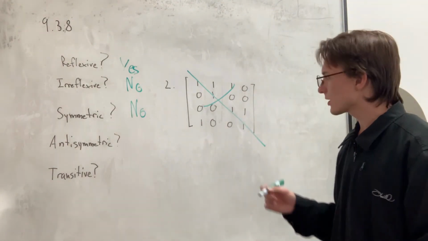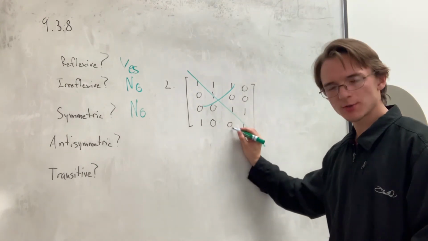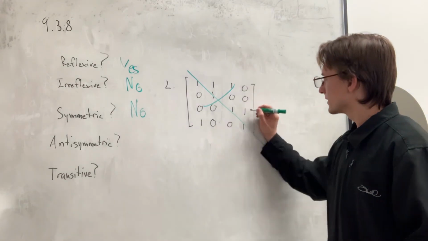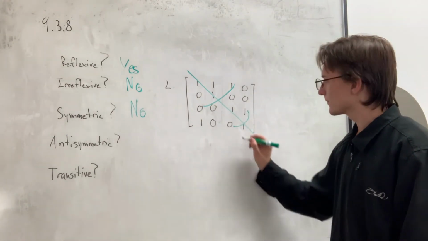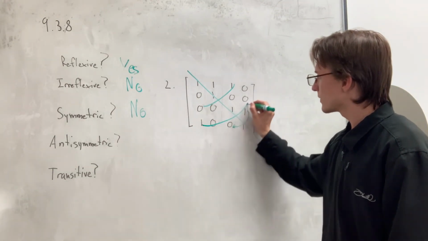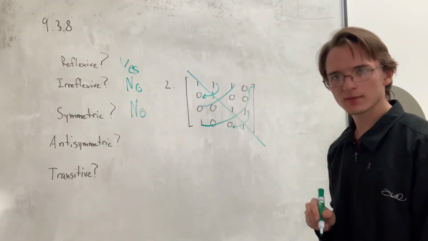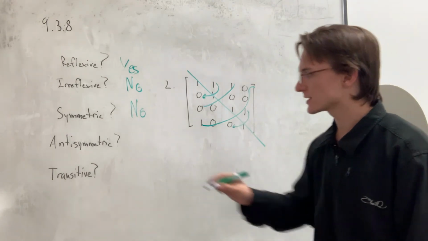So no. Is it antisymmetric? For it to be antisymmetric, all the 1s should correspond to a 0 across the diagonal. And in this case, this 1 corresponds to a 0 here. This 1 corresponds to a 0 up there. And this 1 corresponds to a 0 over here. So it is antisymmetric.